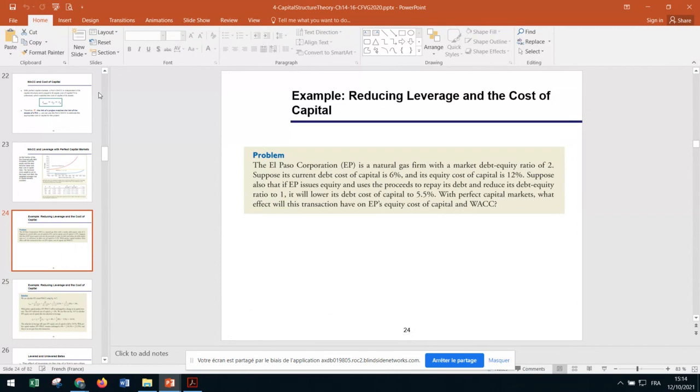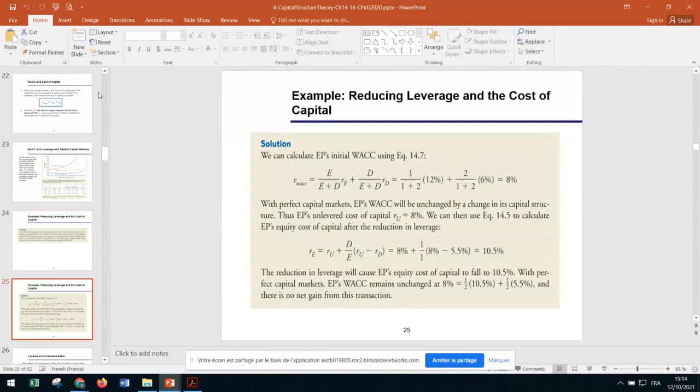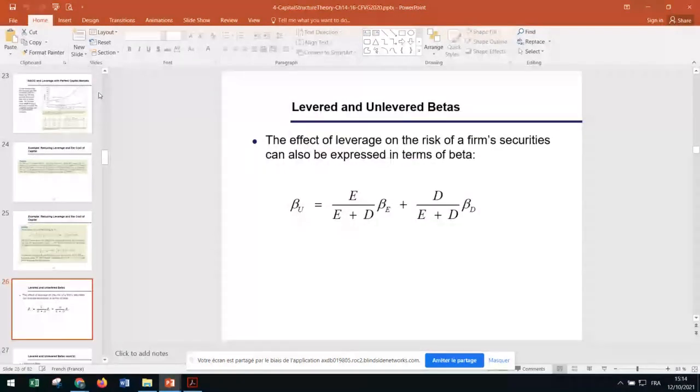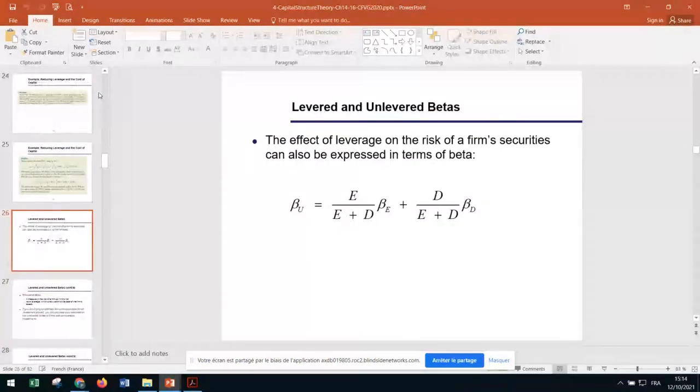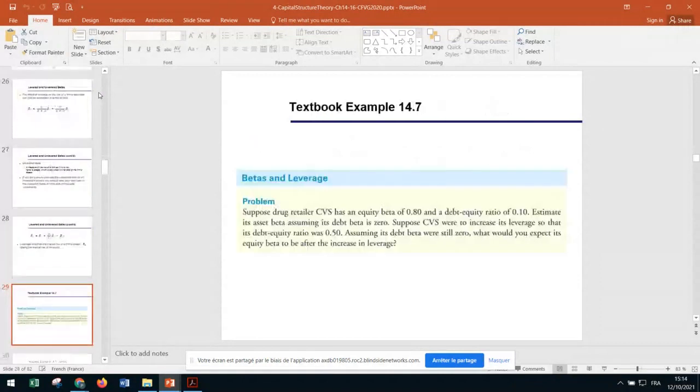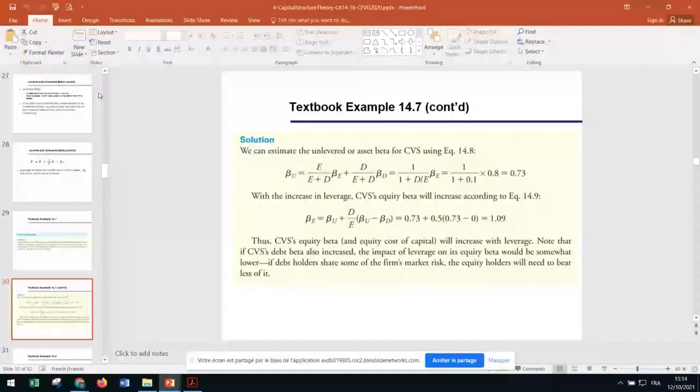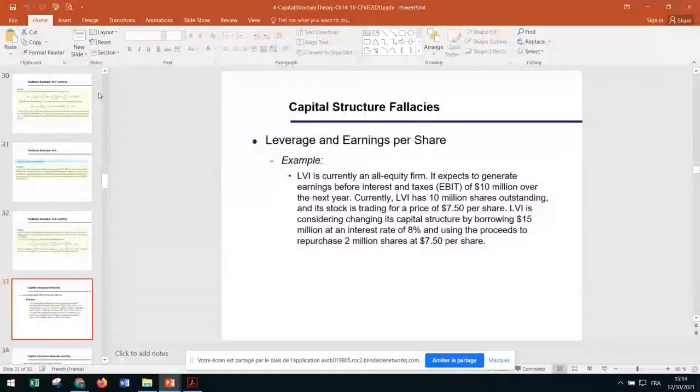What would be the RE? So basically, you can simply use the Modigliani-Miller Proposition 2. You have to calculate the RWACC first, and RWACC should not change in the perfect capital market, and therefore you're going to be able to solve all this. You're going to be able to calculate the beta of the levered and unlevered beta, and then obviously this one is just something that you should know.